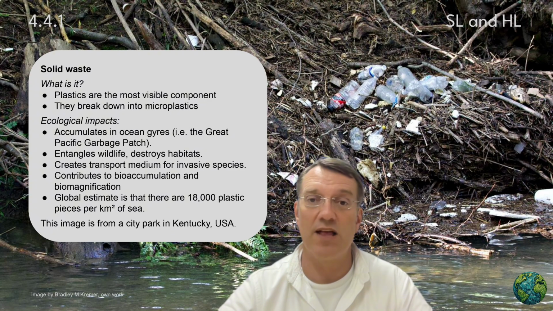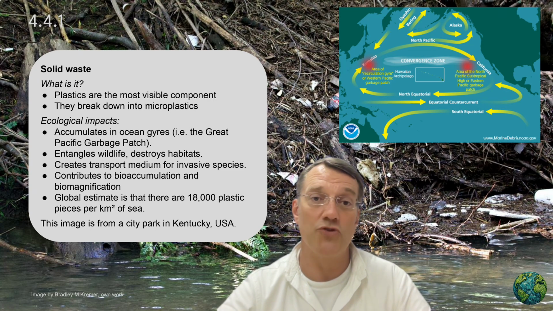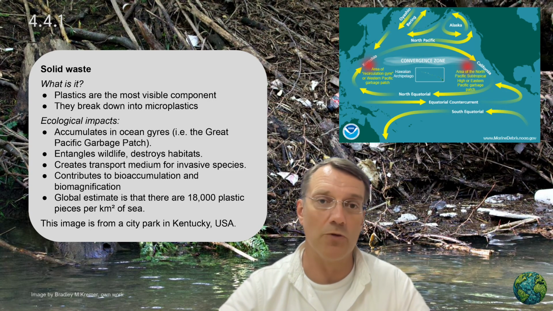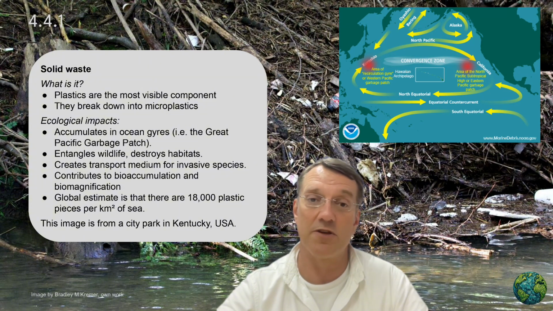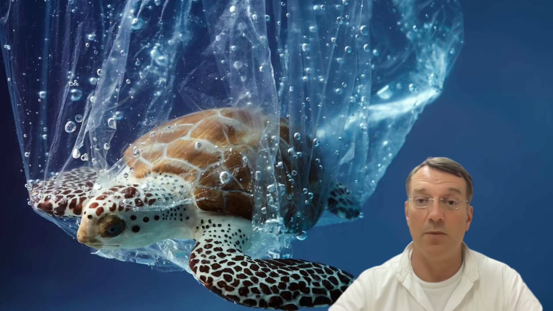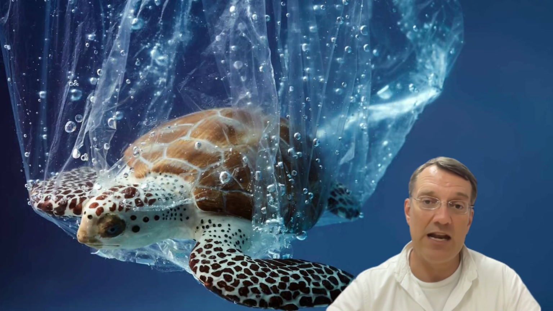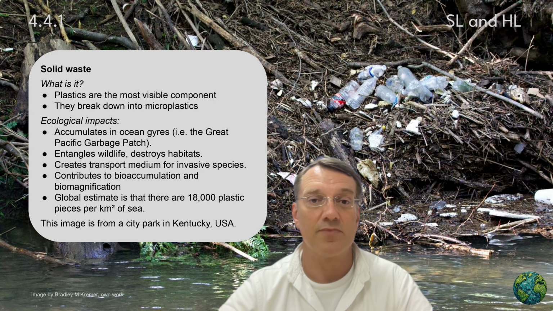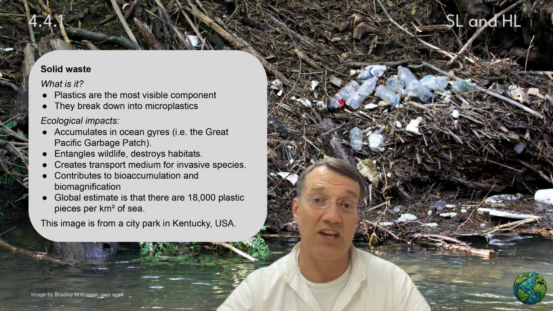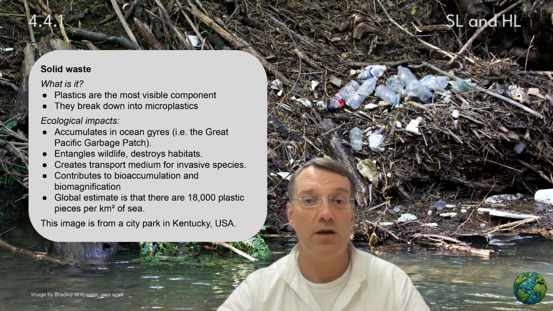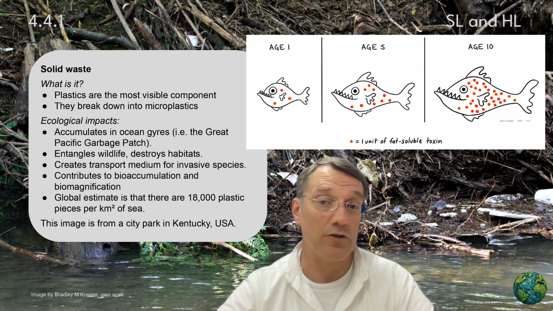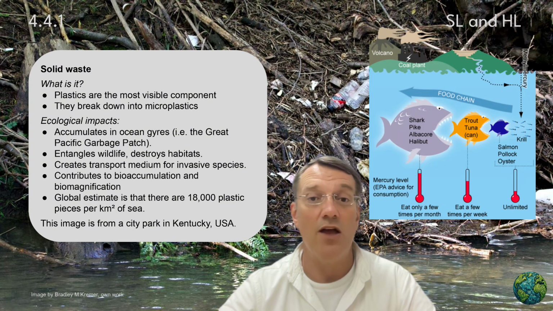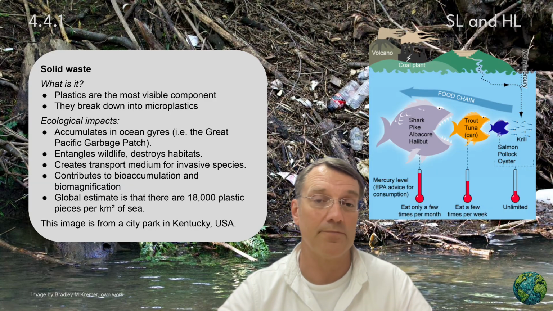Solid waste, especially plastic, creates multiple ecological impacts. It accumulates in ocean gyres. Those are those large rotating current systems like the Great Pacific Garbage Patch. Wildlife becomes entangled in larger pieces, and both animals and ecosystems are destroyed. Plastic debris also serves as a transport medium for invasive species, and they carry organisms to new environments where they don't belong. Microplastics contribute to bioaccumulation and biomagnification, just like the chemicals we discussed a few minutes ago.